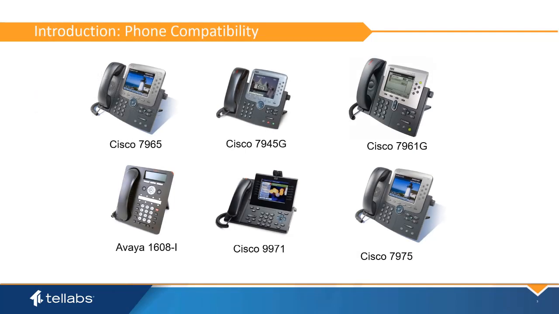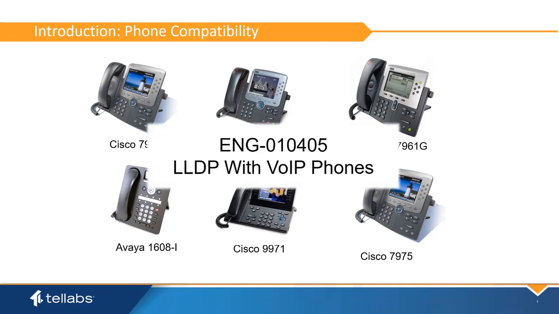Many IP phones have been actively used and are known to work well with the Tellabs Optical LAN system. A list of these phones can be found in the engineering application note LLDP with VoIP phones. In general, most devices are transparent, but some phones are not compliant to the standards and require some additional configuration for proper operation. Any phone should be able to work well with the system. However, some phones may require slightly different configuration for proper operation.